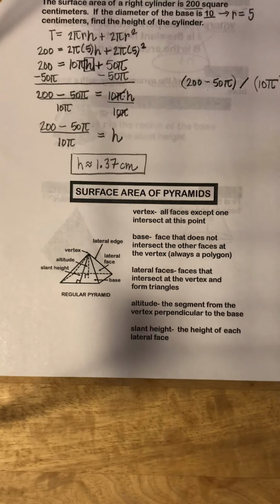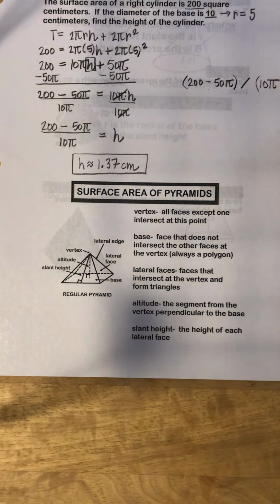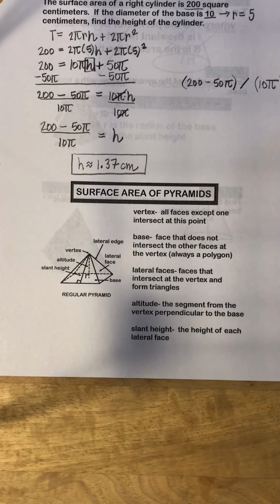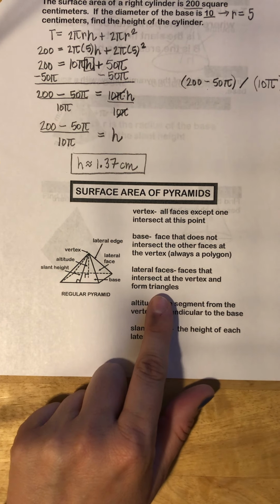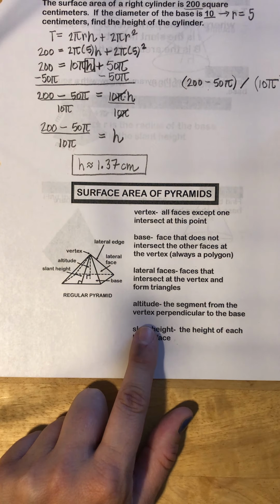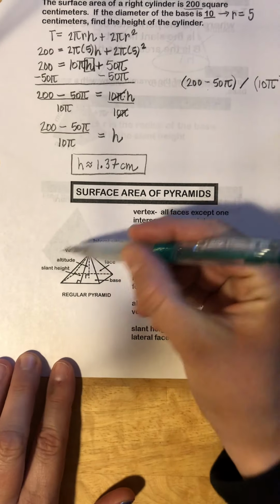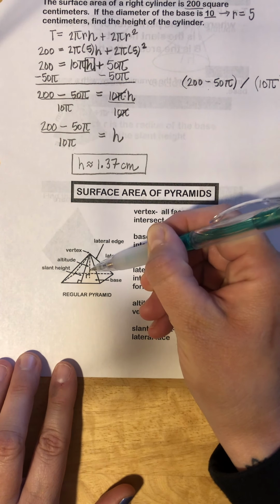So the base could possibly be a triangle, but if you see any other shape, then you know that whatever that shape is, that is the base, because all of the lateral faces of a pyramid are going to be triangles. Altitude, that's the same thing as height. Again, we need to form a right angle. So you'll notice in the picture here that it is going from the vertex to the base.